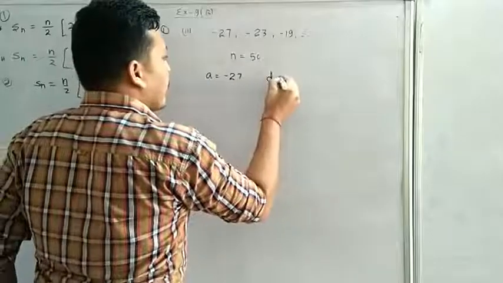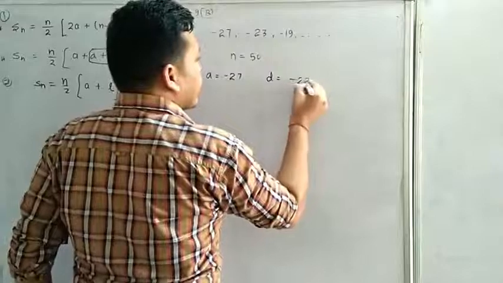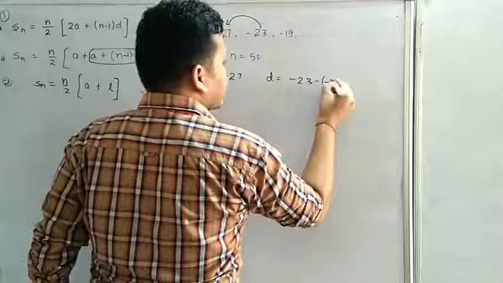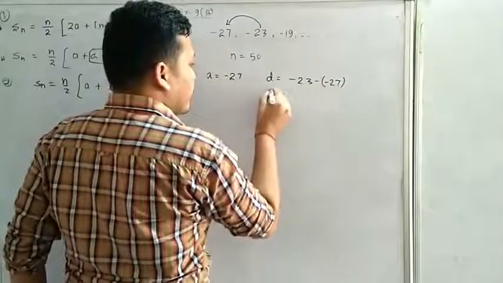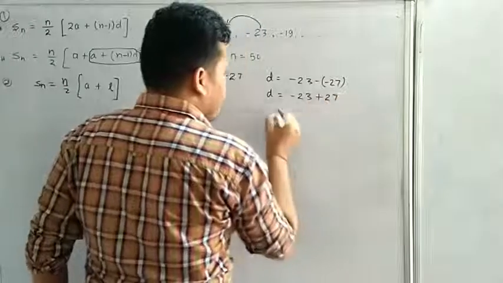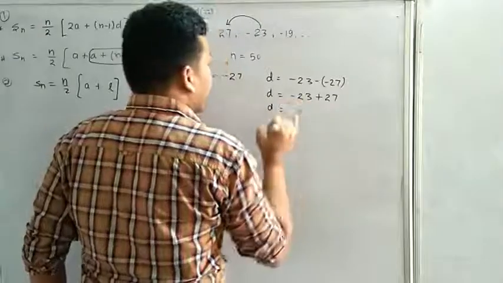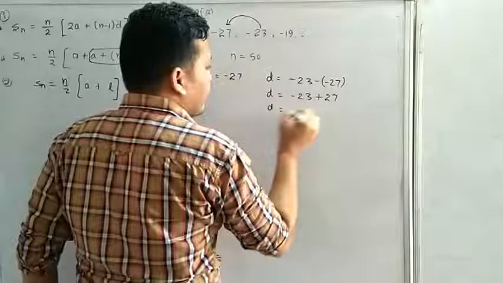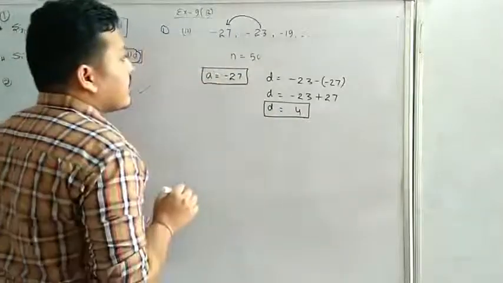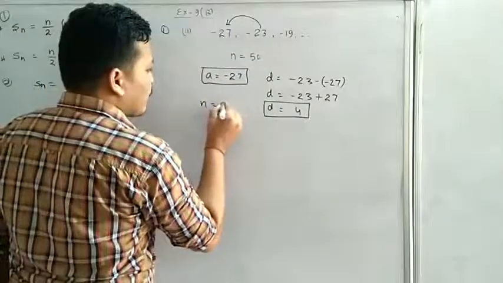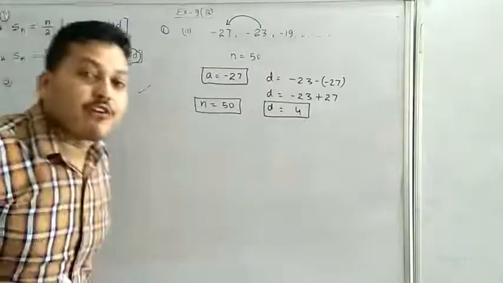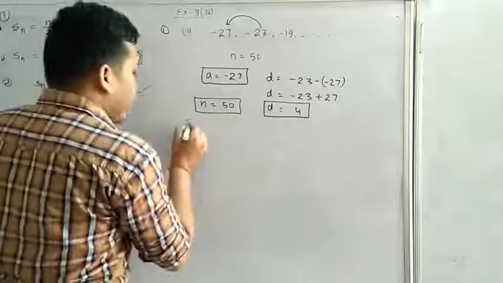Next, the common difference d is the second term minus the first term, so d is equal to minus 23 minus (minus 27), which is minus 23 plus 27. So finally the value of d is plus 4. Next, n is given here, n is equal to 50, the number of terms. And what is our question? Find the sum. Sum is denoted by Sn.